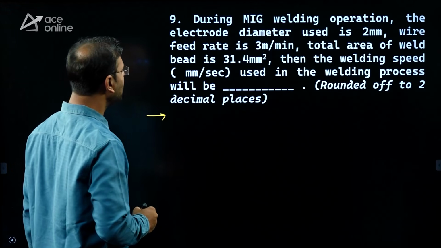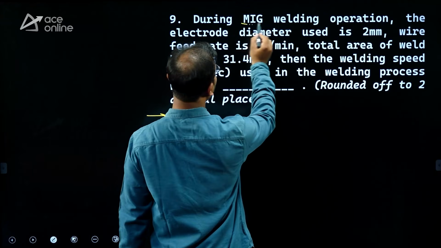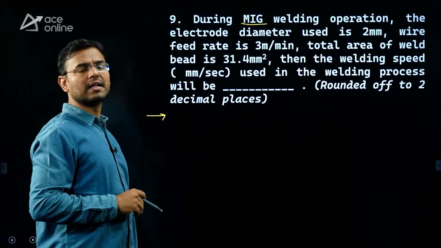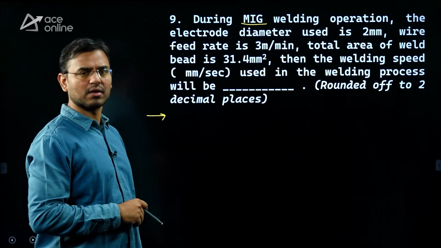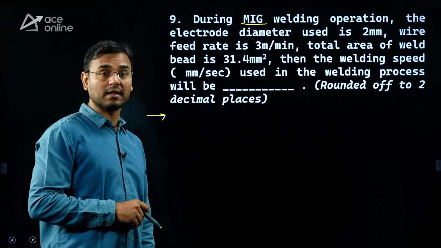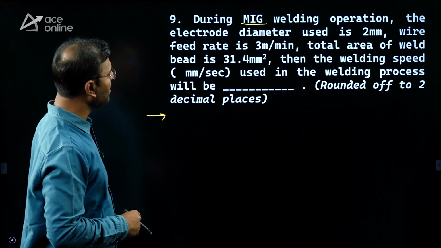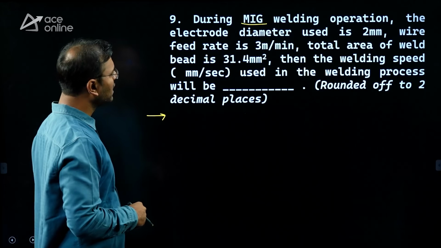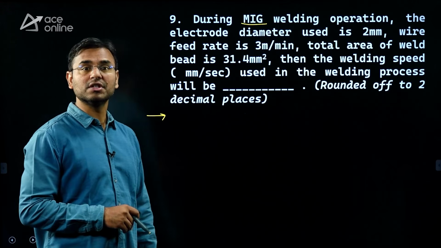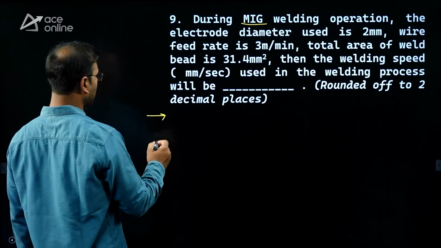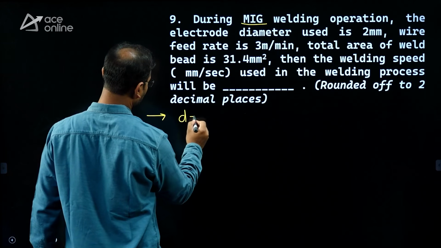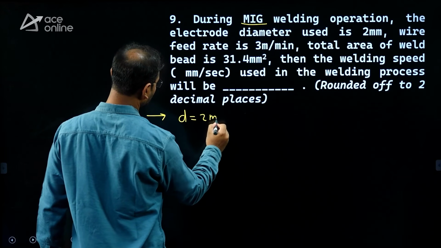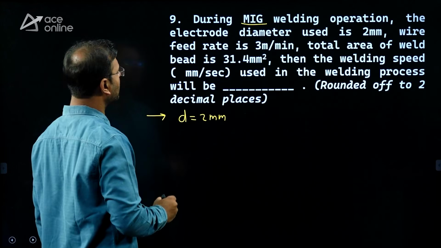During a MIG welding operation, guys, what is the meaning of MIG welding? It is one of the arc welding processes, and the long form is metal inert gas welding. During MIG welding, the electrode diameter used is 2 millimeter. Here I am writing the diameter of the electrode, guys. 2 millimeter is the diameter of the electrode.